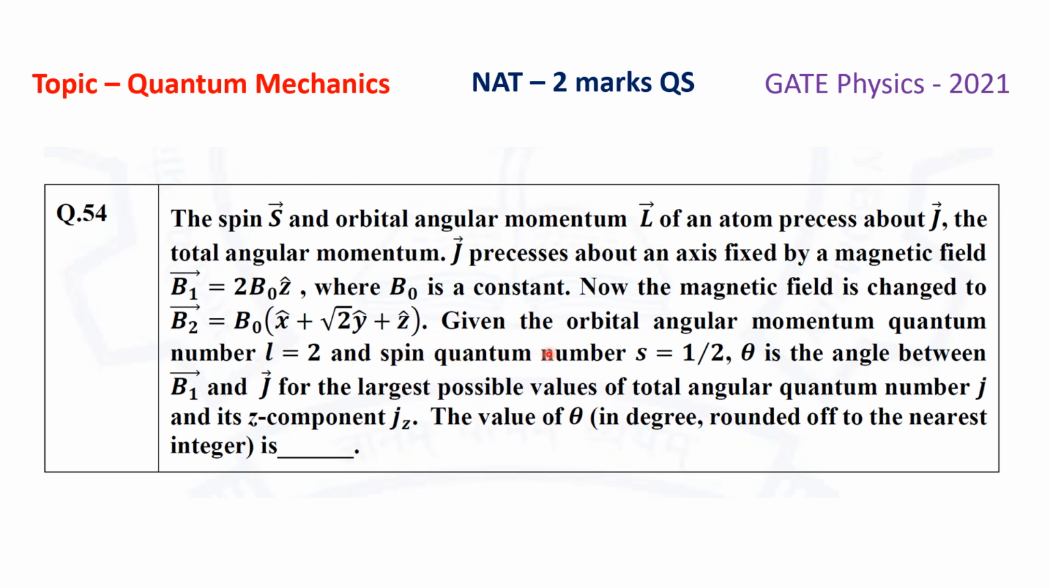Given the orbital angular momentum quantum number L equals 2 and spin quantum number S equals half for the particle. Here theta is the angle between B1 vector and J vector for the largest possible values of total angular momentum quantum number J and its Z component Jz. The value of theta in degrees rounded off to the nearest integer is, so we have to find the value of theta here.